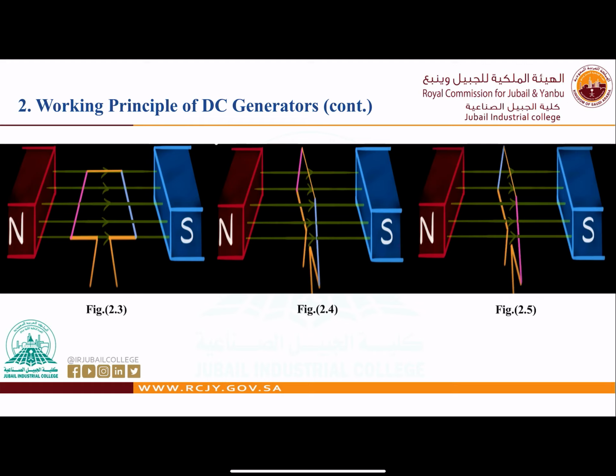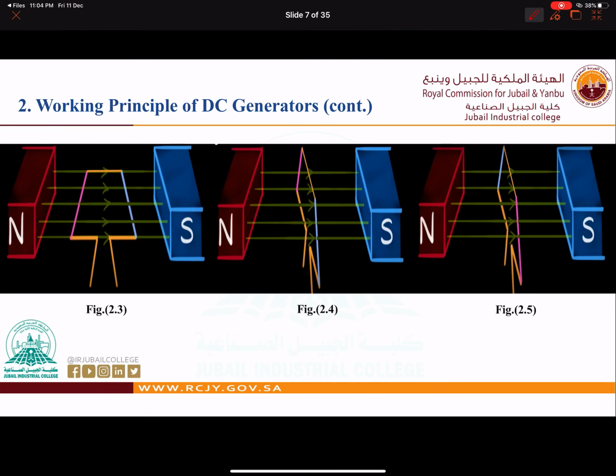Now in these pictures, ya shabab, we are going to introduce a coil. As you can see here, this is a coil. This is one coil, and we have two terminals, right? At this time, the coil is horizontal, and at this time here, the coil is vertical.